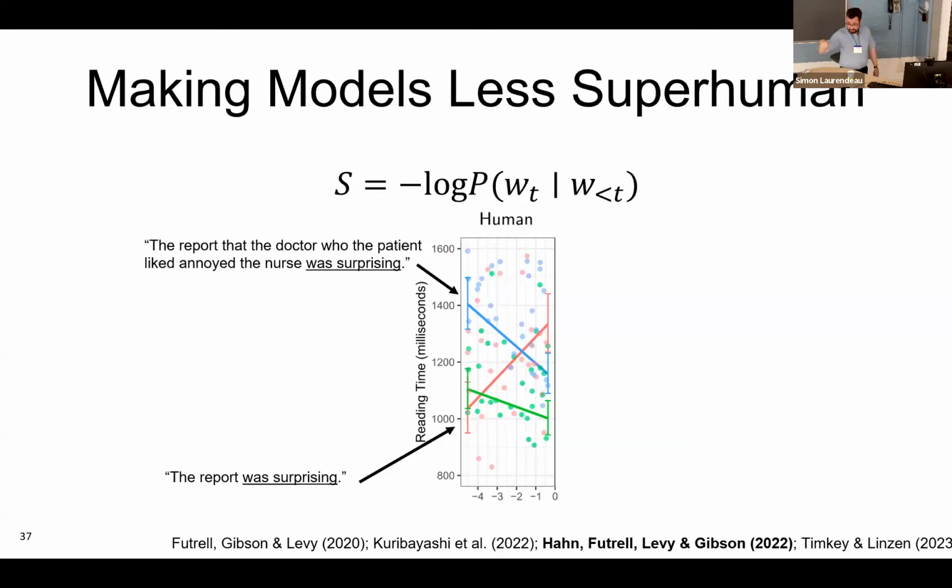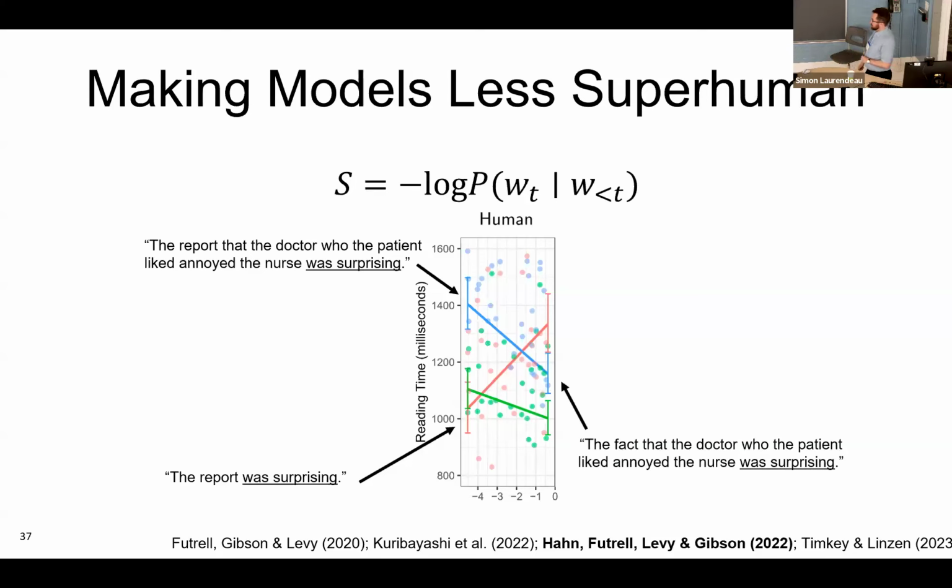It turns out that the human data on this is not only a function of the grammatical structure and the dependency structure. The difficulty that humans experience on sentences like this is also a function of the words involved. So if this kind of sentence is actually a little easier to understand, "the fact that the doctor who the patient liked annoyed the nurse was surprising," people will read that faster. And if I say something like "the fact was surprising," people will read that more slowly. So we can actually model this reading time data for these very complicated sentences by taking a language model and making a bit of a modification.